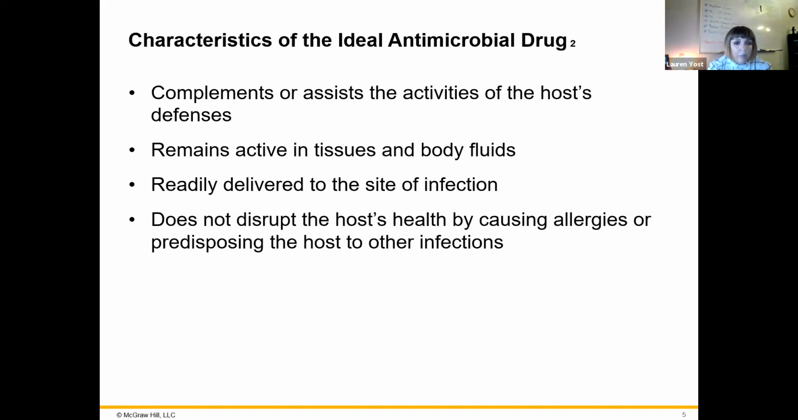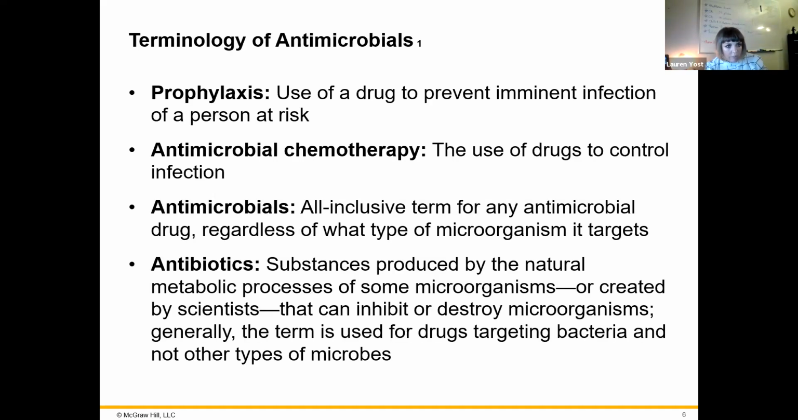Remaining active in the tissues and the body fluids, we already kind of talked about that. Readily delivered to the site of infection, so it doesn't have to wait too long or be hard for that antibiotic to get to that area, because it depends so highly on proper blood flow. You might not be able to have proper blood flow to certain areas where you have infection. And we also want something that doesn't disrupt the host's health with allergies or something.